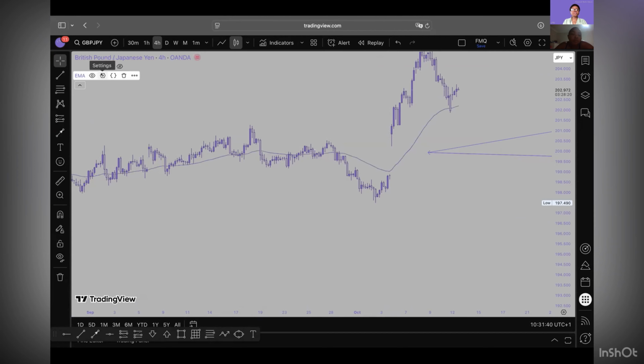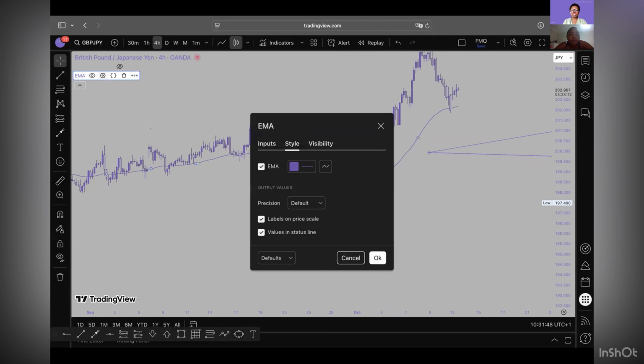But if you want to change the settings, because now when you click on exponential moving average on your own TradingView, you're going to have default settings, but you want to change those settings.